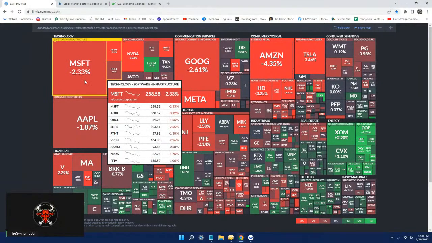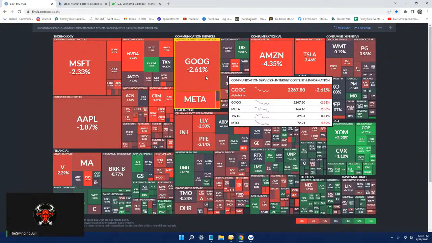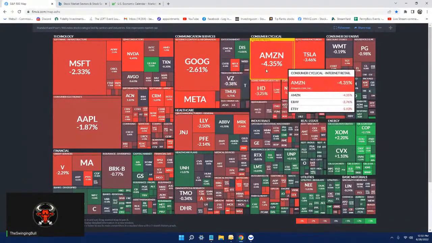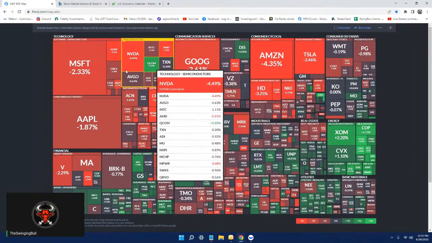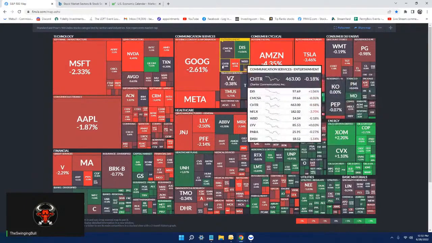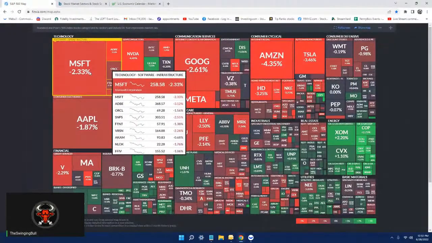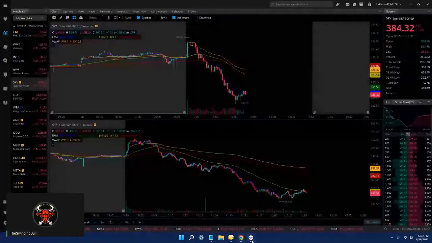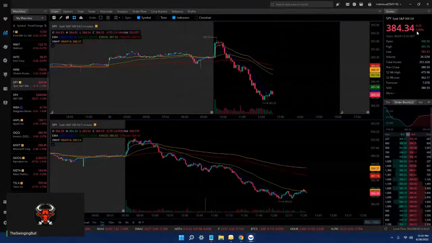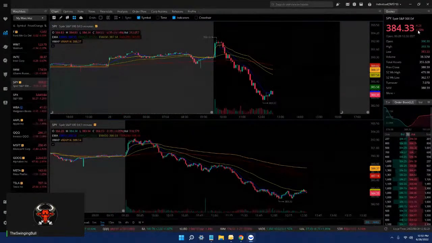We got Microsoft down 2.33%, Google down 2.6%, Amazon down 4.3%, Tesla down 3.4%. These are very big companies that have a lot of weight in the SPY. So anytime we see these companies very red, we're of course going to see the SPY red, which is down again 1% today.